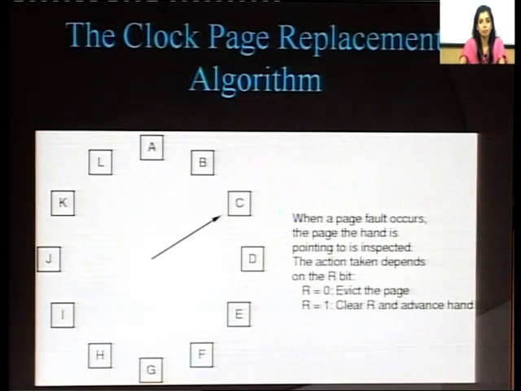Now next is the clock page replacement algorithm. When a page fault occurs, the page the hand is pointing to is inspected. The action taken depends on the R bit. If R equals 0, that means the page can be replaced. If the value of R is 1, that means clear R and advance the hand. So if the value of R is 0, that particular page is going to be replaced, and if R is 1, that means the reference bit is 1, so it cannot be replaced.